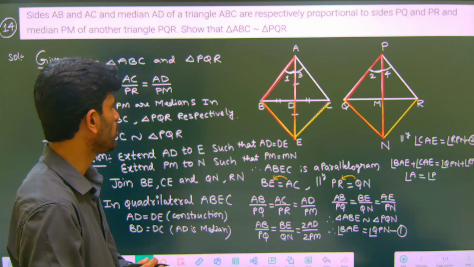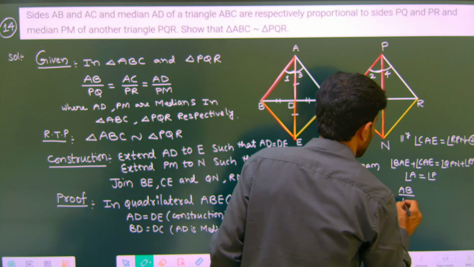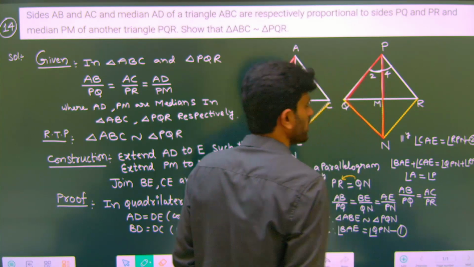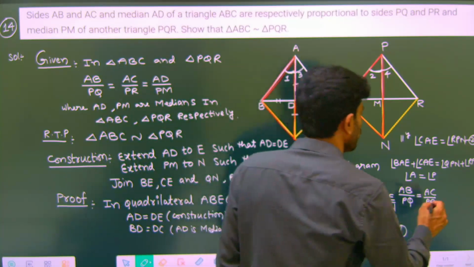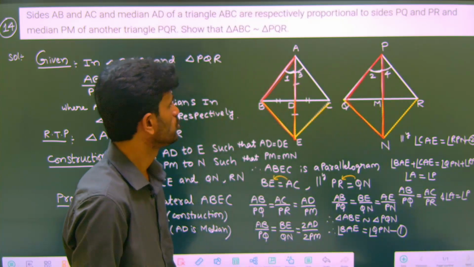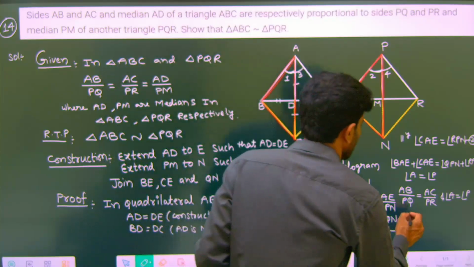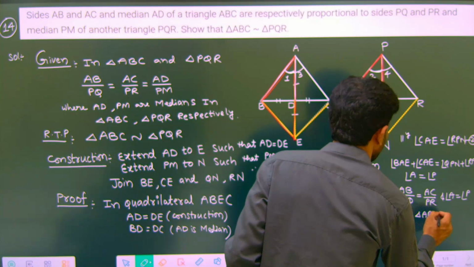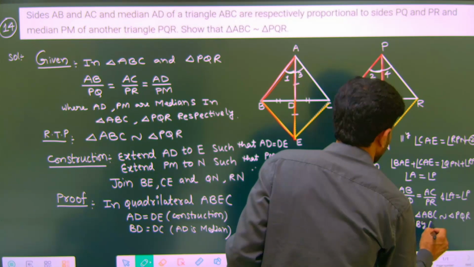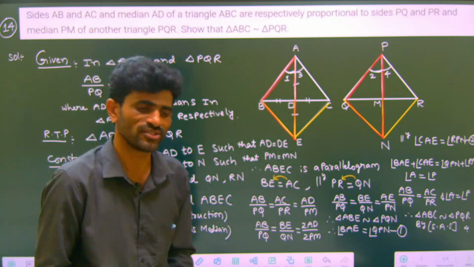Once you prove angle A is equal to angle P, already we know, given, AB by PQ is equal to AC by PR. Now we got angle A is equal to angle P. Therefore we can say triangle ABC is similar to triangle PQR by SAS. Proved. Hope you understood the solution.